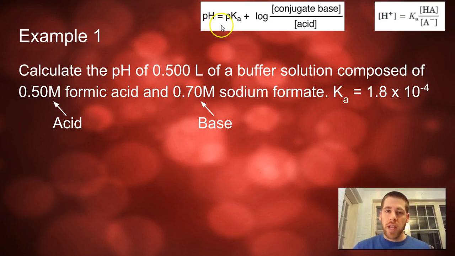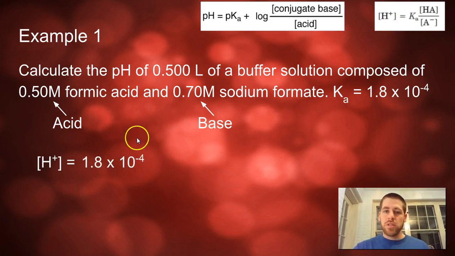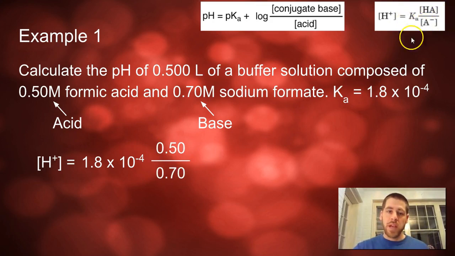So we're going to have to do a log anyways. I'm just going to go ahead and do this H plus formula here. So our H plus is equal to our Ka times the ratio of acid to base. And it's really just so simple as plugging in those numbers. Now technically the formic acid is dissociating a little bit, and so the HA is decreasing, but because our Ka is so small, that's a negligible amount. We don't have to worry about it.